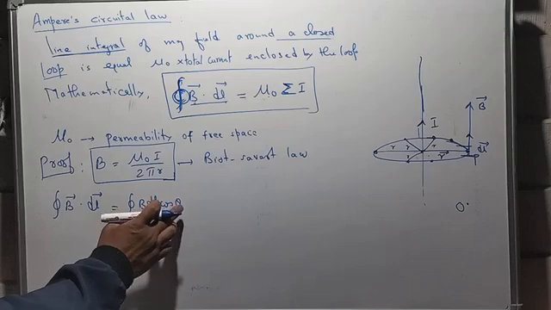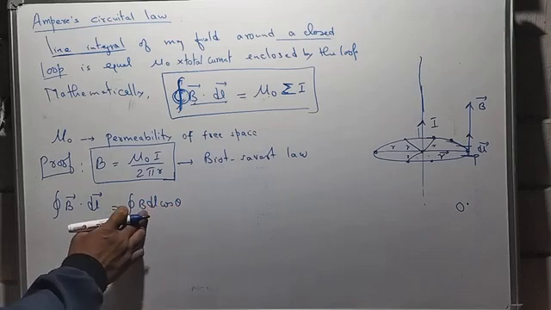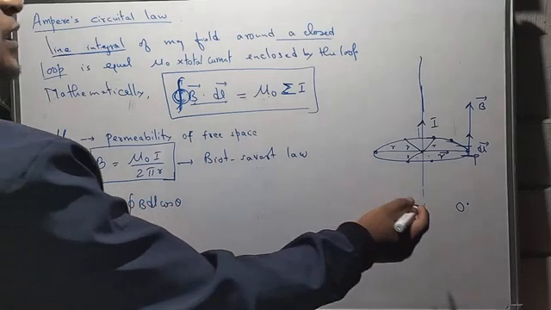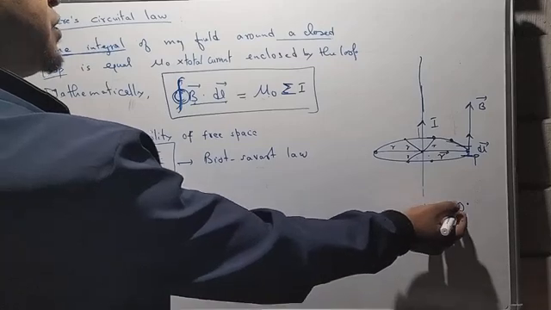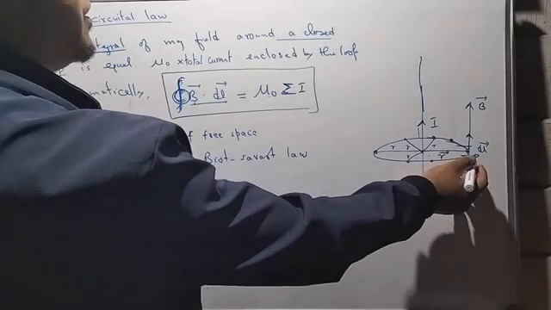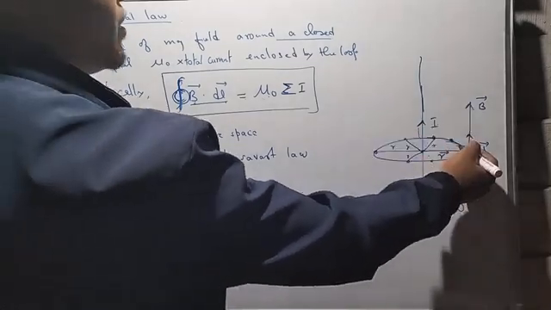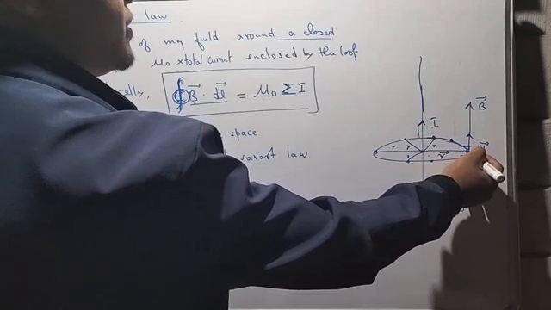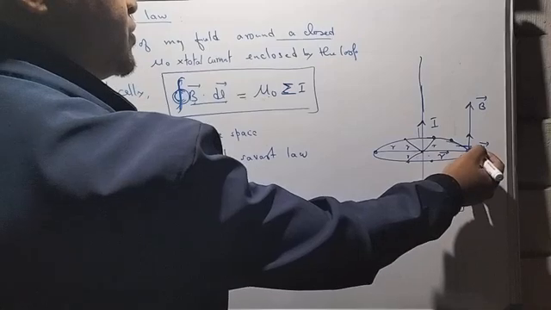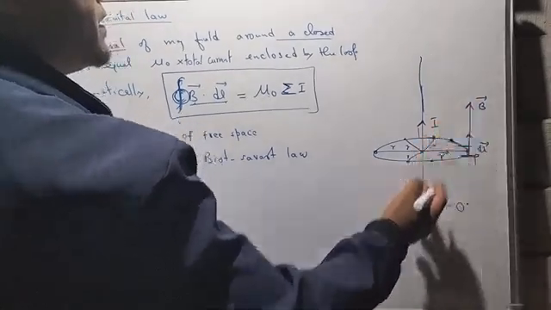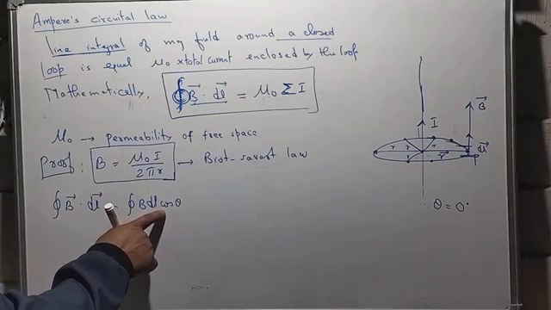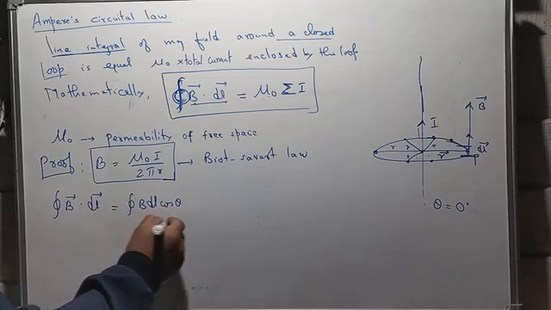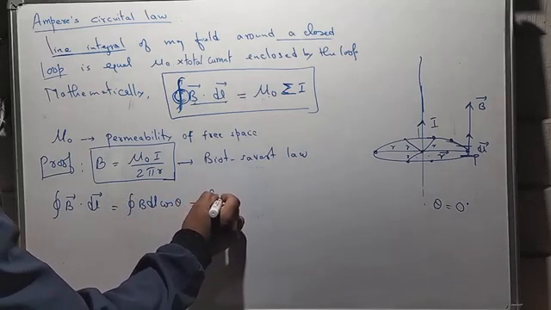And what is theta? Theta is the angle between B and dl. Again, I have already mentioned before that the angle between B and dl is 0 degree, because if you consider any elemental length along this closed loop, then that angle is 0 degree. So when theta is 0, cos 0 is 1, and 1 times B dl will be just B dl.